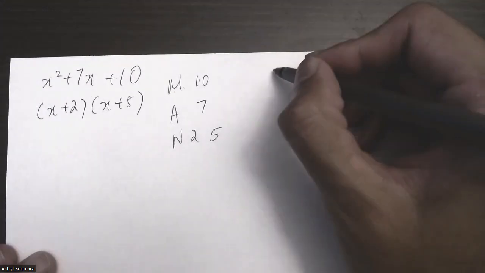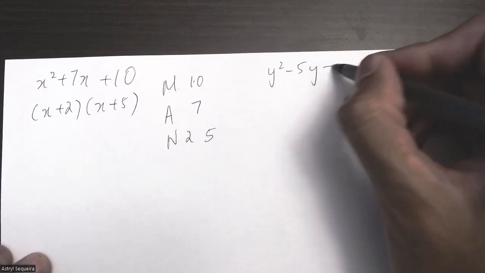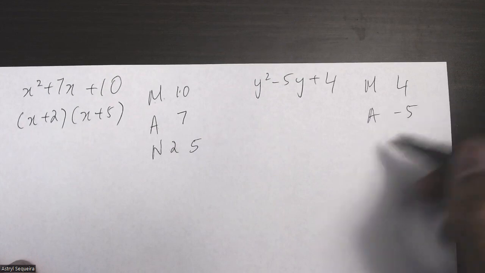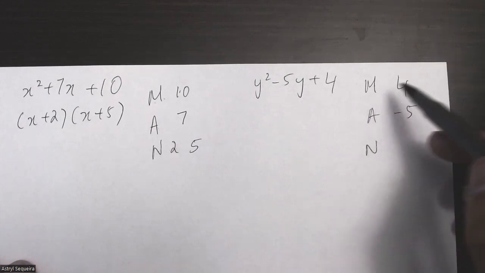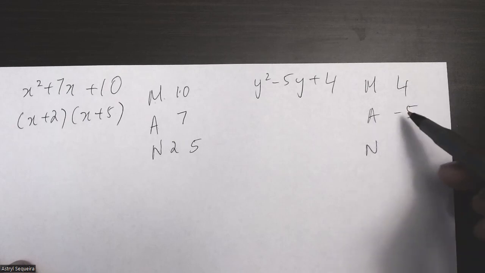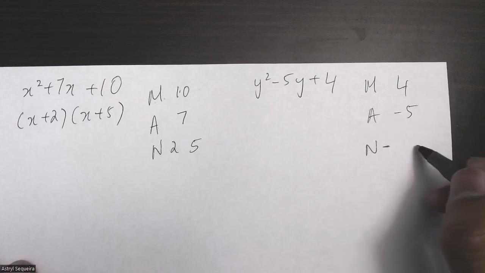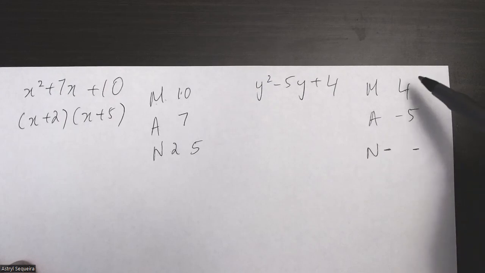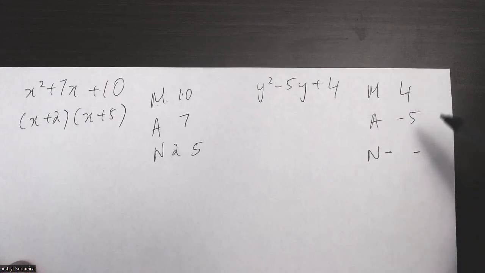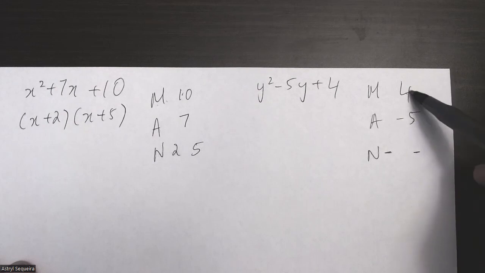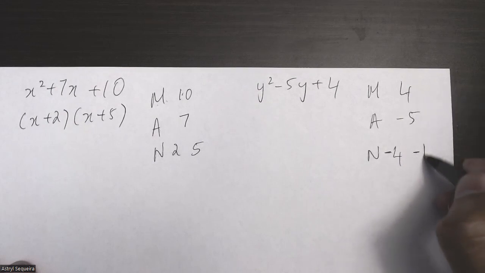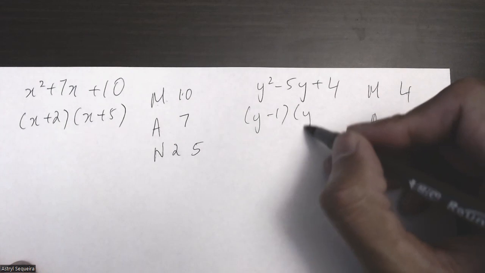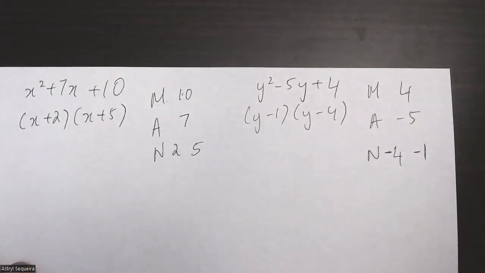Let's say, for example, I have y squared minus 5y plus 4. Now my M here is positive 4 and my A is negative 5. So if I'm multiplying two numbers to get a positive, but I'm adding them to get a negative, both my numbers have to be negatives. So just remember, if your multiplication is positive, addition is negative, both your numbers are negative. What are two numbers that multiply to 4? 2 and 2 don't give me 5 if I add them, but 4 and 1 give me 5, so I know it's negative 4 and negative 1. So my solution here is y minus 1 times y minus 4. Doesn't matter which way you write it, same thing.